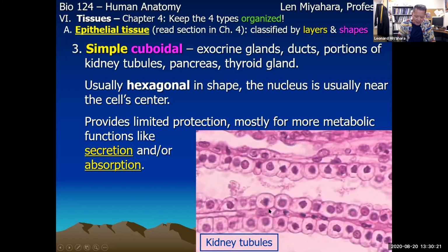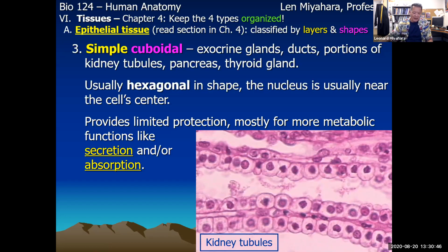Sometimes in a basement membrane, you see a capillary. And this is a red blood cell in this capillary. But this is not stratified. This is a simple cuboidal epithelial kidney tubule. And down here at the bottom, this is a simple cuboidal epithelial kidney tubule. Does that make sense?